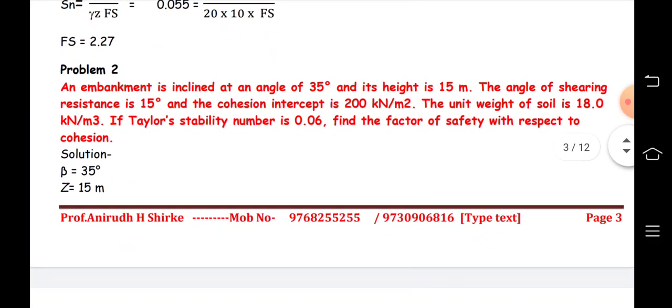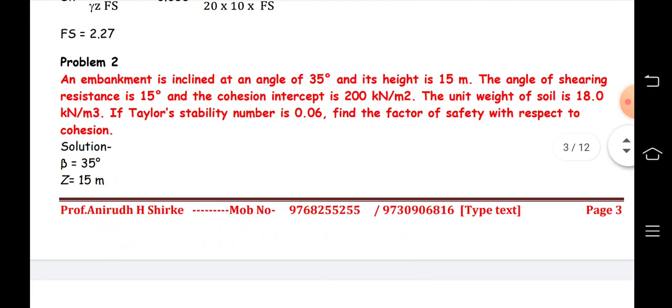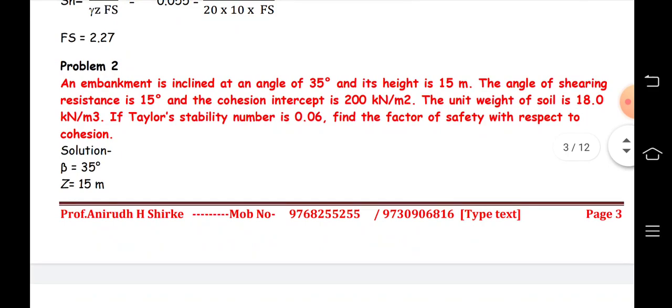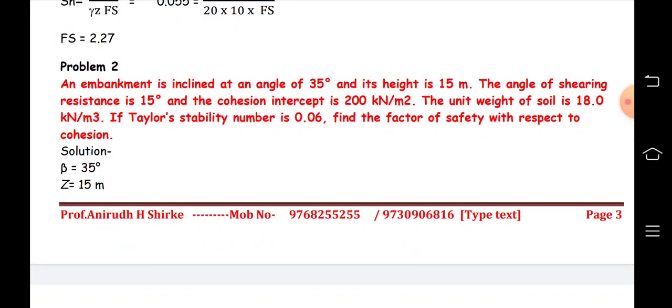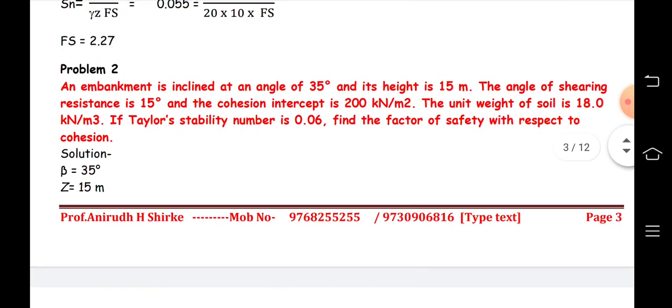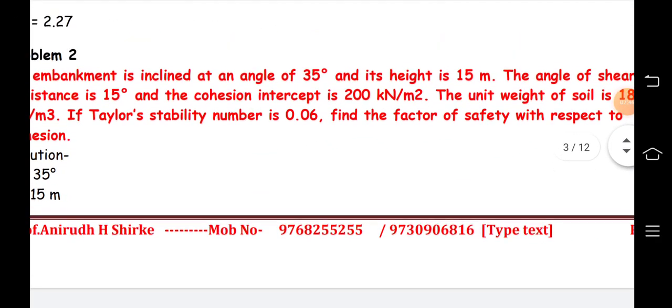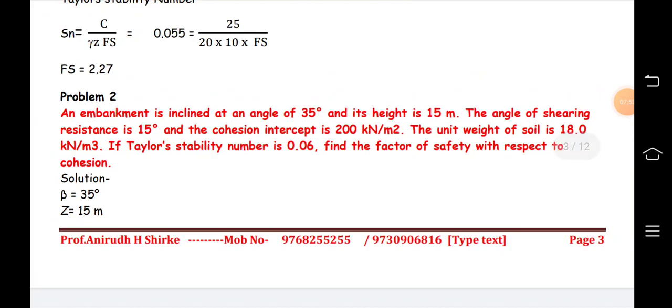Next is the second problem. An embankment is inclined at an angle of 35 degree and its height is 15 meter. An embankment is nothing but our slope. So here the slope angle beta is given. While reading this problem, you have to write all the given data also. Height, that is depth of slope, is 15 meter. The angle of shearing resistance, the value of phi, is given as 15 degree.